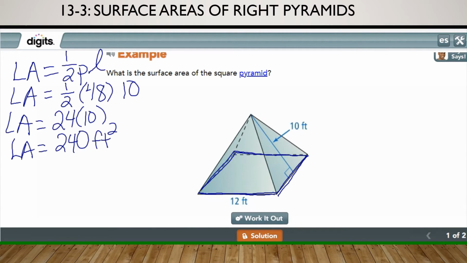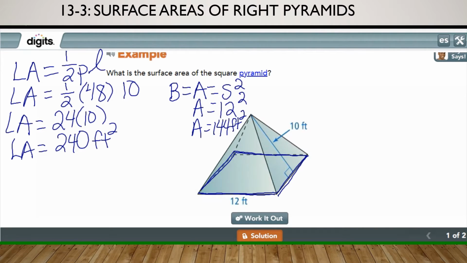Now we have to figure out the area of the base. So I'm going to write capital B, which is the area of the base. And now the base is a square, so the formula for area of a square is side length squared. Now I'm going to substitute in the side length, which is 12, and 12 squared is 144. And don't forget your units, that's feet squared.